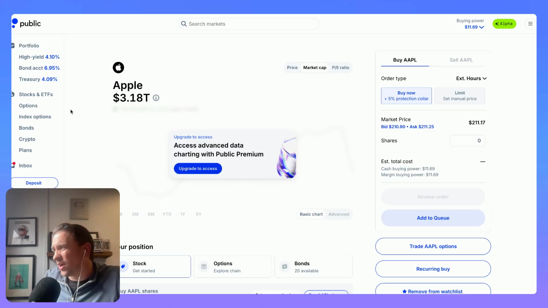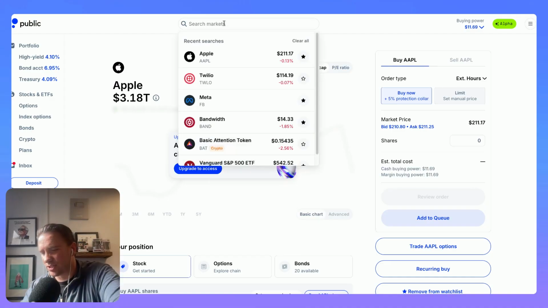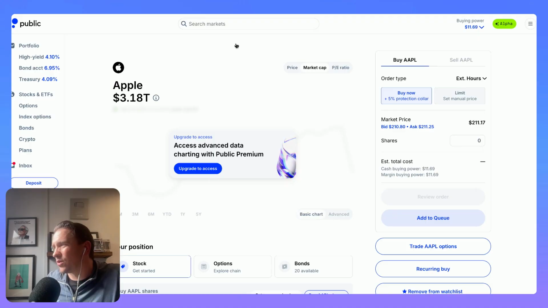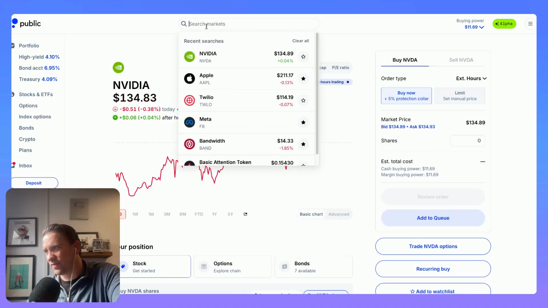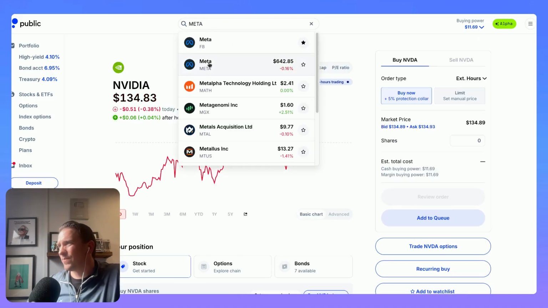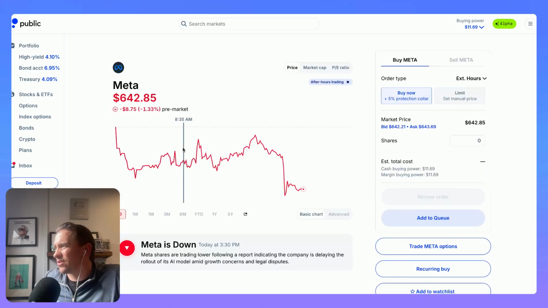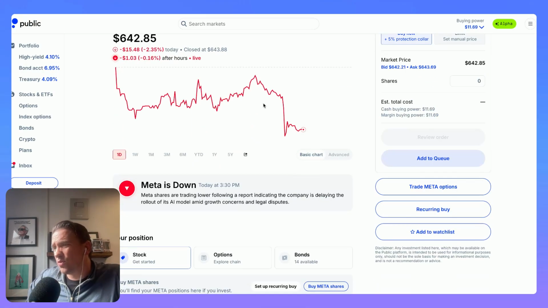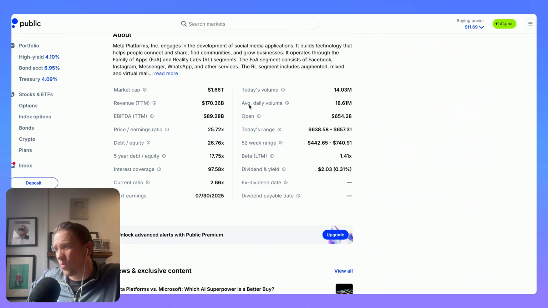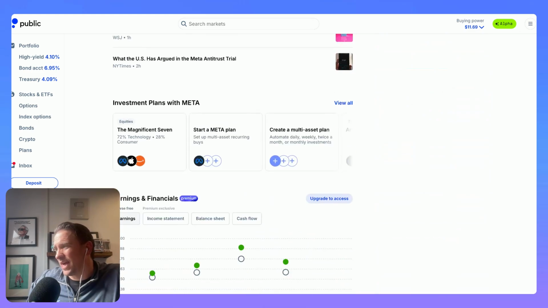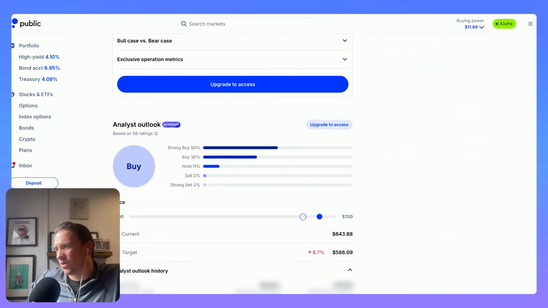Now, when you are on this Apple page, or you could just type in NVIDIA, you can search anything in this search box. NVIDIA, we can do Meta, right? You can look at anything. We'll go to the new stocks page. There it is. As you move down, you've got so many different features. I could make an hour-long video on all of these features.